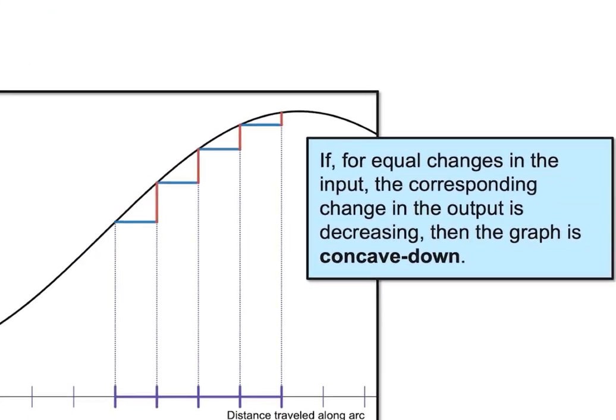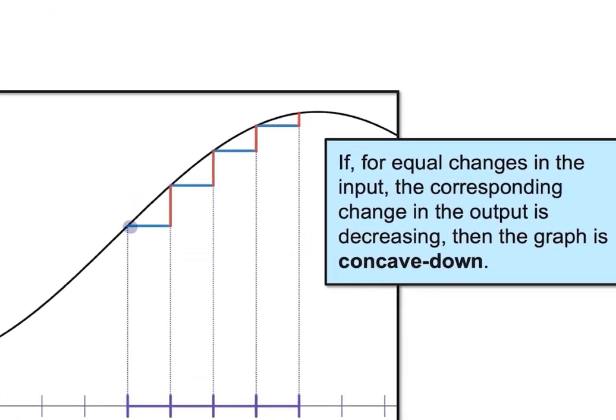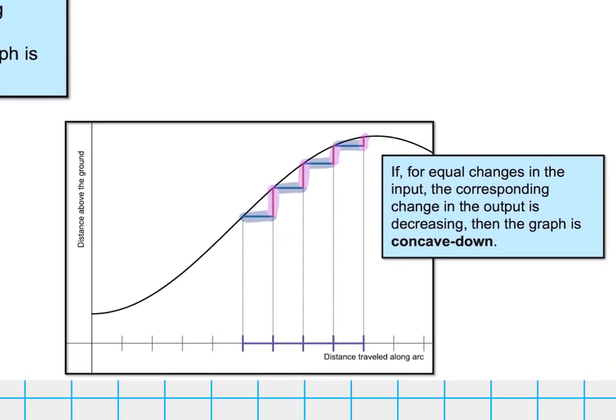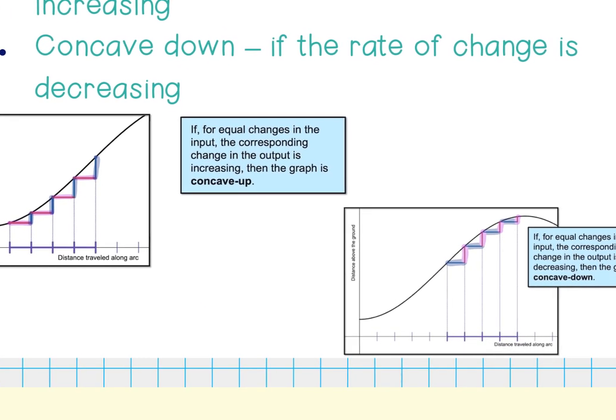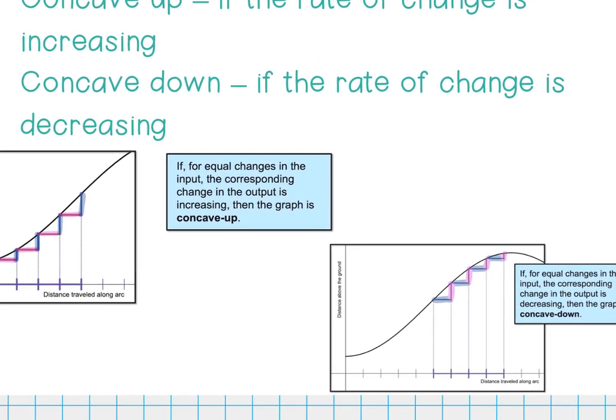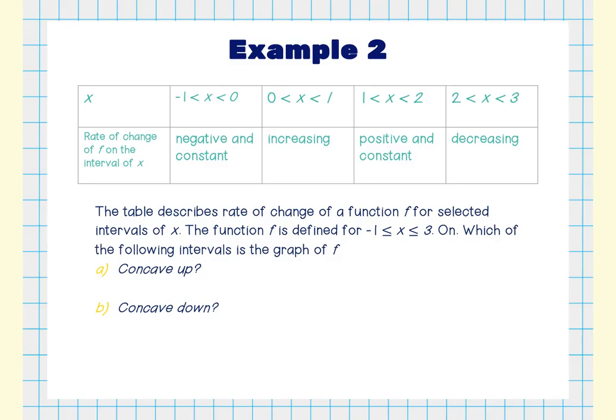If the change is decreasing, notice that the x change is still equal, but now the vertical change is getting smaller. This is concave down. So if the change is decreasing, concave down. And again, you're going to see this in words and then you're going to see this in graphs. I'm going to show you a trick with the graph. But in words, it looks like this.